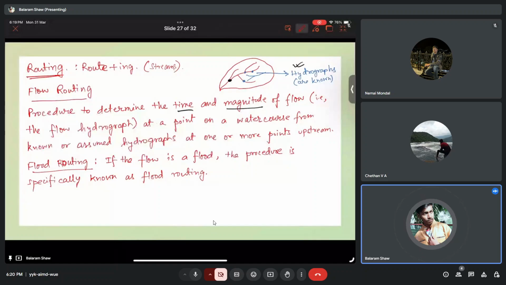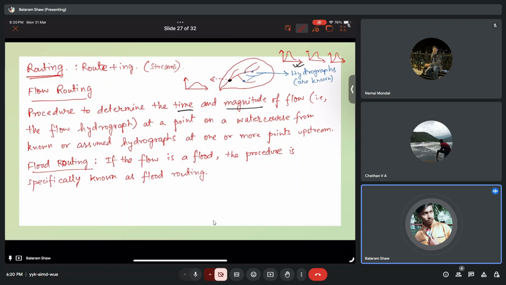So let's say the known hydrographs are like, you have the hydrograph for one location, you have the hydrograph for the second location, and one hydrograph for the third location, something like this. And with that information, you will get a new hydrograph.